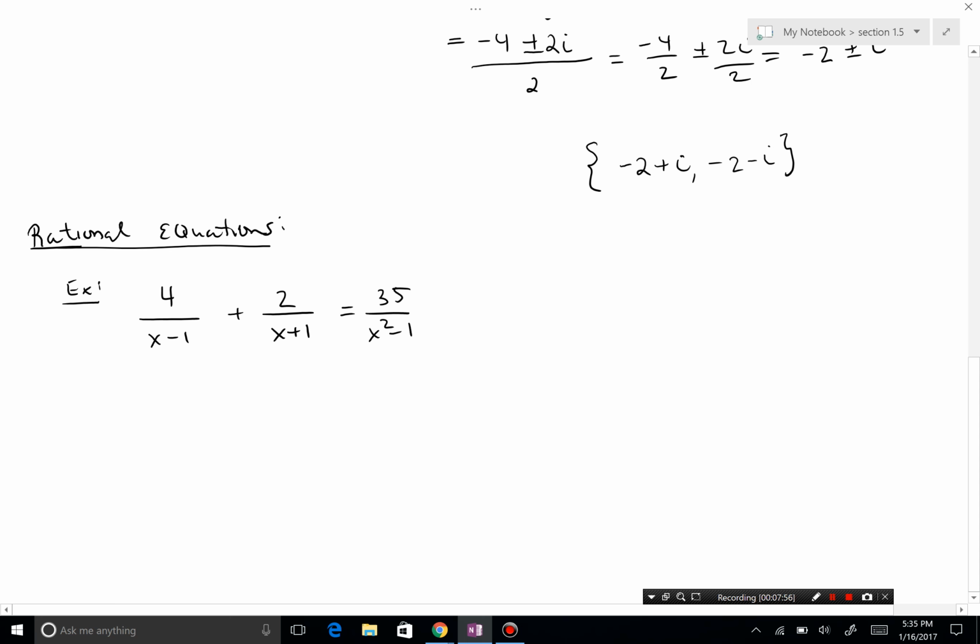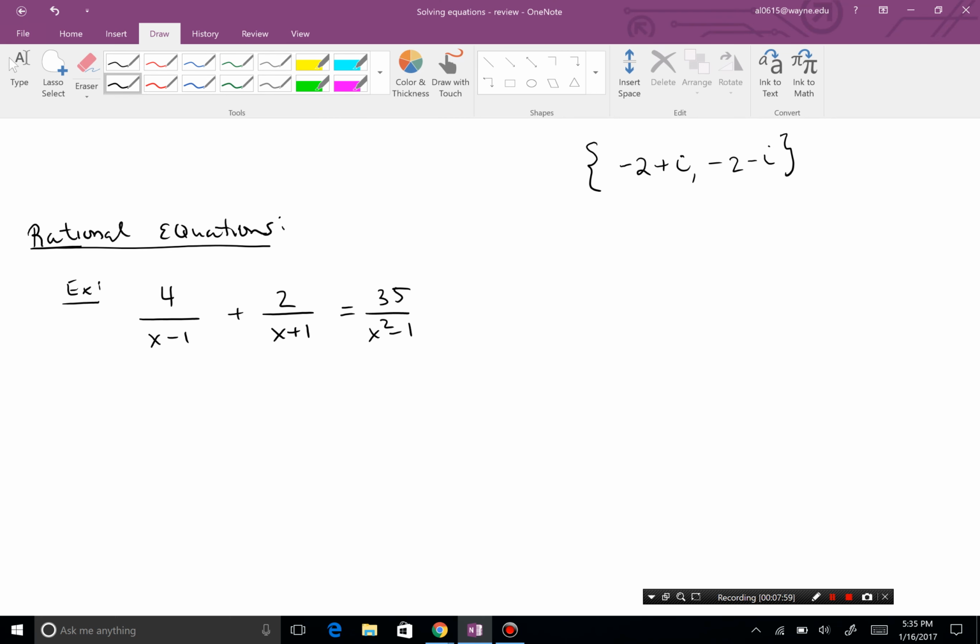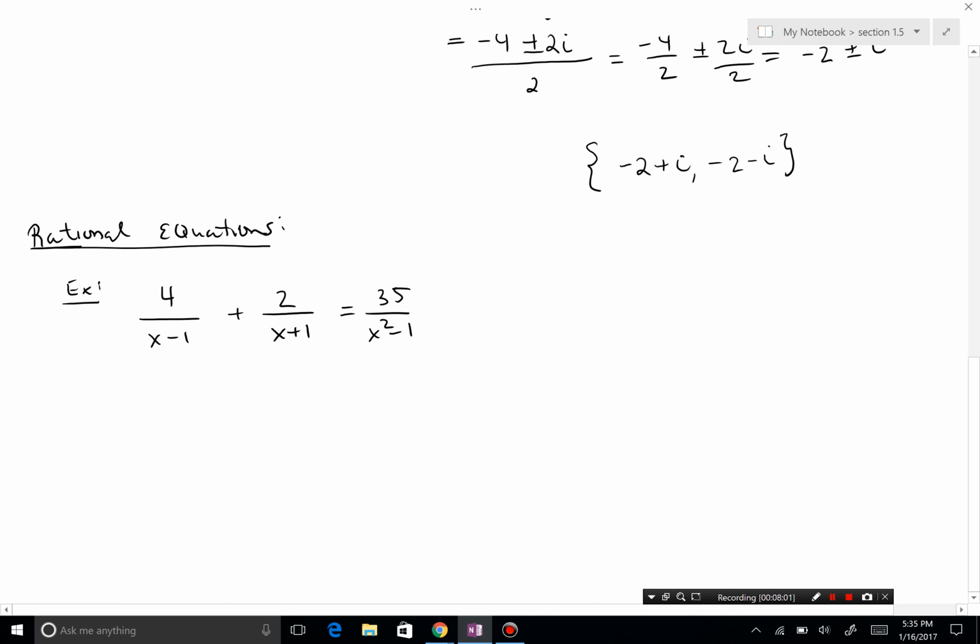Alright, here we go. Remember, you can do whatever you want as long as you do it to both sides. So we're going to do it to both sides. So what do I want to do here? Well, first things first, what do I want to do?